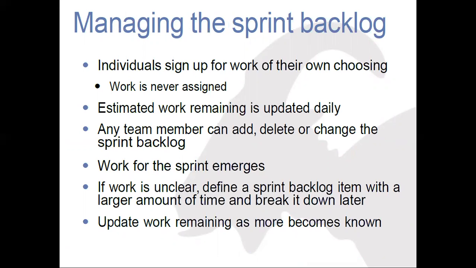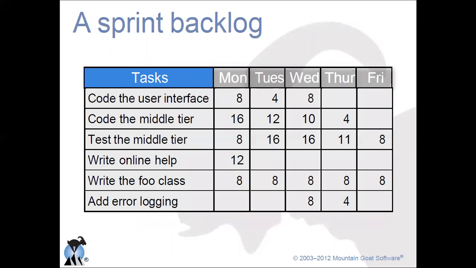Estimated work remaining is updated on a daily basis in the daily stand-up meeting. Any team member can add, delete, or change the sprint backlog. Work for the sprint emerges every day. If work is unclear, define a sprint backlog item with a larger amount of time and break it down later. Update the work remaining as more becomes known. So here is a sample of a sprint backlog.